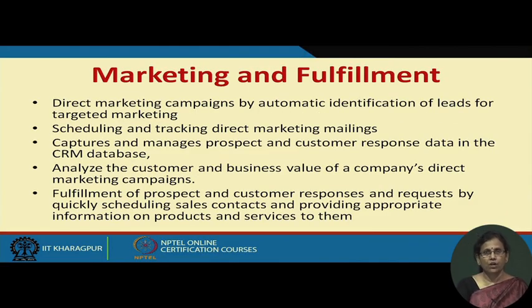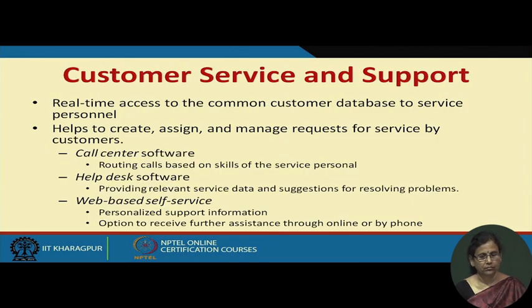Then the next component is marketing and fulfillment. It helps in direct marketing campaigns by the automatic identification of leads for target marketing. It can also schedule and track direct marketing mails. It can capture and manage prospect and customer response data in the CRM database. It can analyze the customer and business value of a company's direct marketing campaign. It can also help the fulfillment of prospect and customer responses and requests by quickly scheduling sales contacts and providing appropriate information on products and services to them.